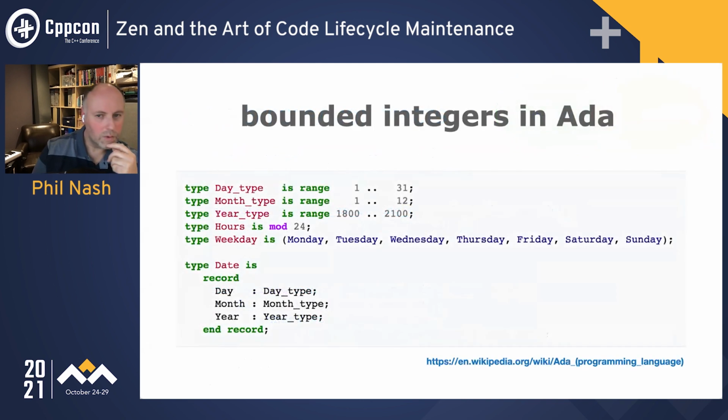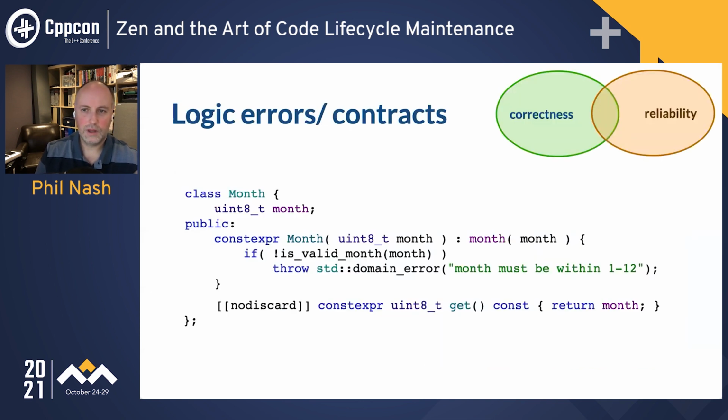Now, interestingly, on the Wikipedia page for the Ada language, it has an example for bounded integers, which Ada has built into the language. And the example is date types. So it has a month type there that's in the range of 1 to 12. That's enforced by the language. So it does it all for you. Of course, we can do something similar. We could write a simple month class, for example.